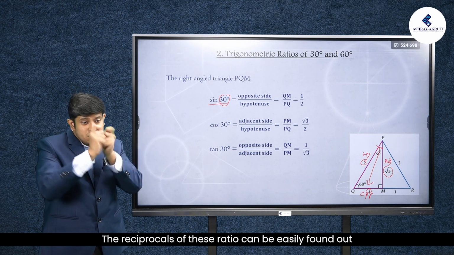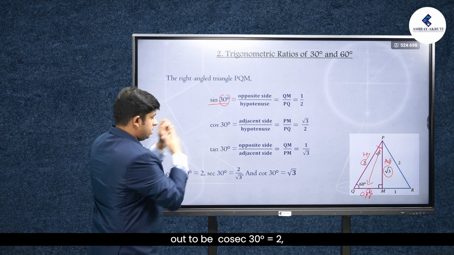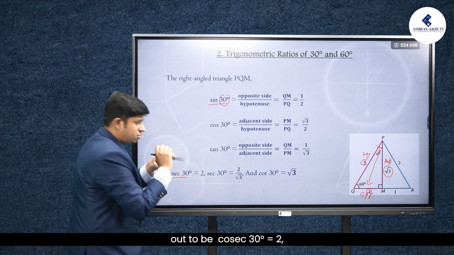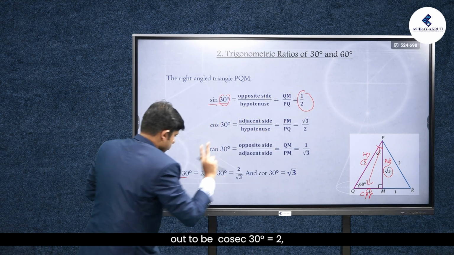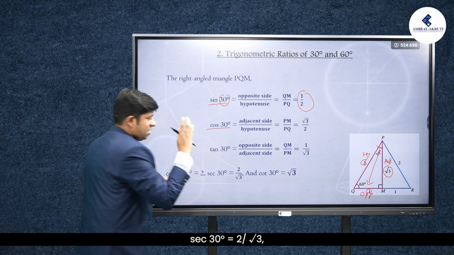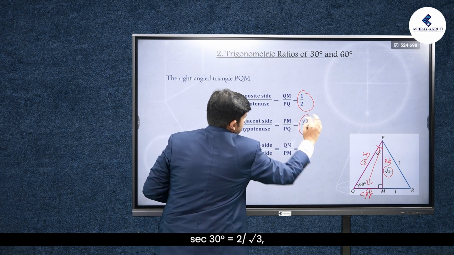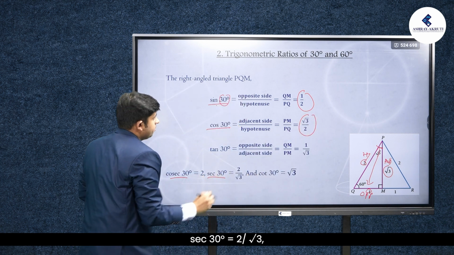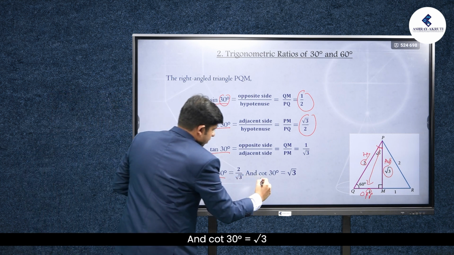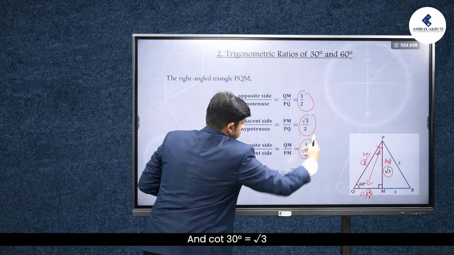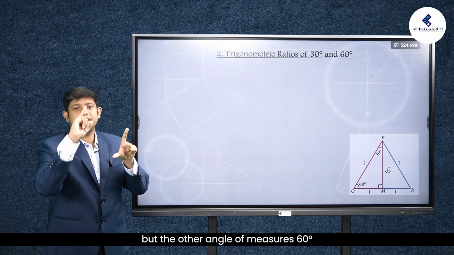The reciprocals of this ratio can be easily found out to be cosecant 30 degrees is equal to 2, secant 30 degrees is equal to 2 by root 3, and cot 30 degrees is equal to root 3. We will use the same triangle, but the other angle of measures 60 degrees.